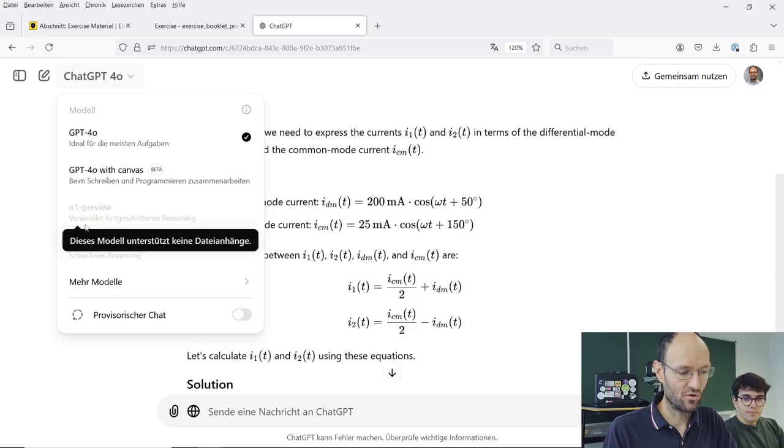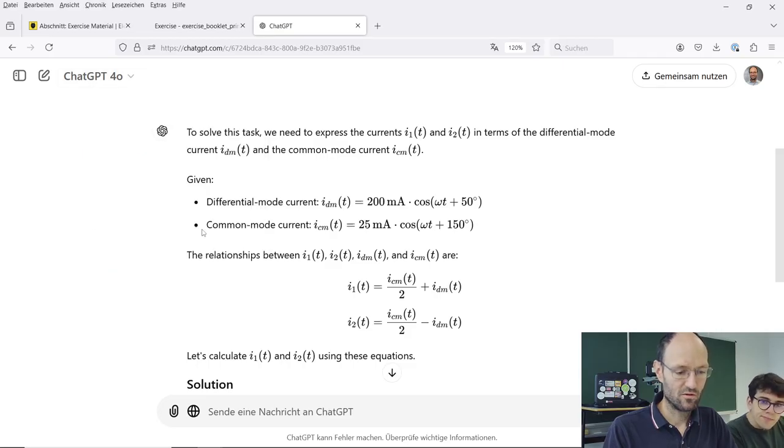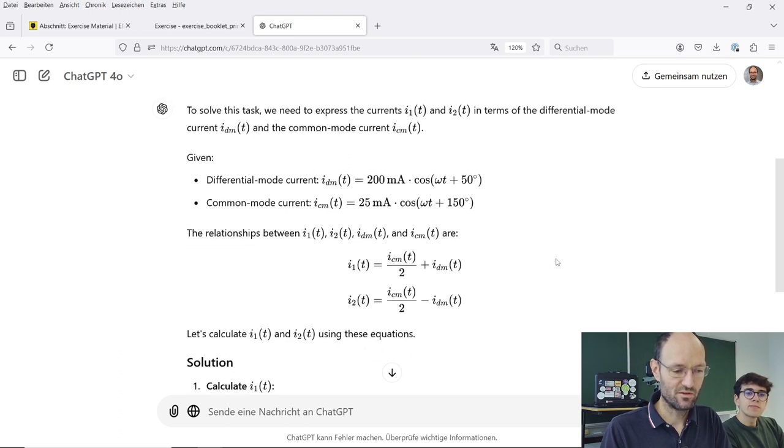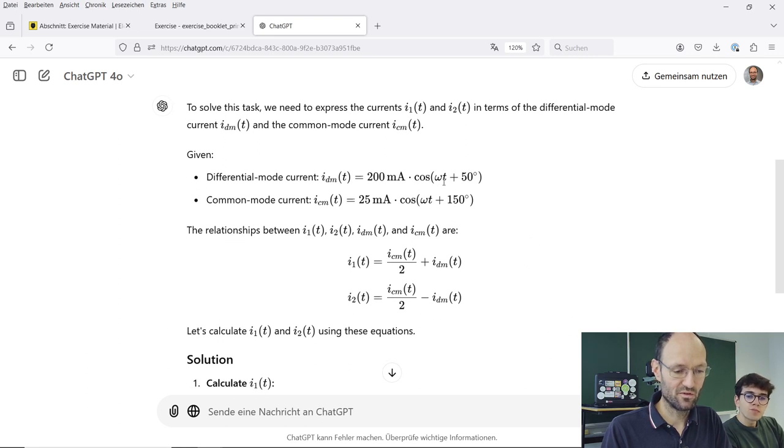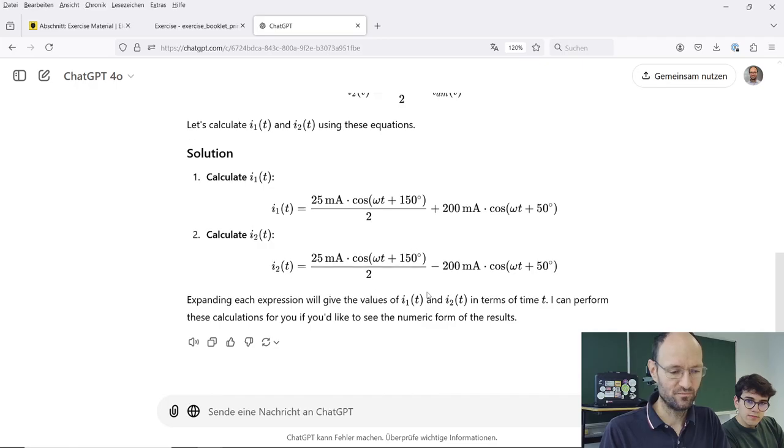Interestingly, the o1-mini and preview are not available at the moment. Okay, so let's check what ChatGPT tells us. To solve this task, we would need to... it just repeats this, yeah, and then it says, okay, here we have this formula and this formula with plus and minus, as we have also written it down. And now it tries to insert this stuff.